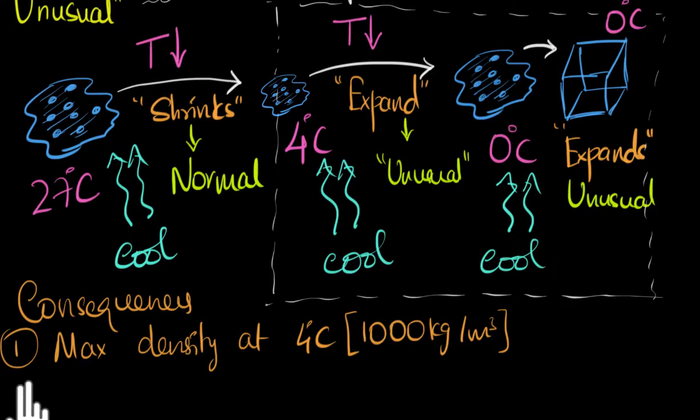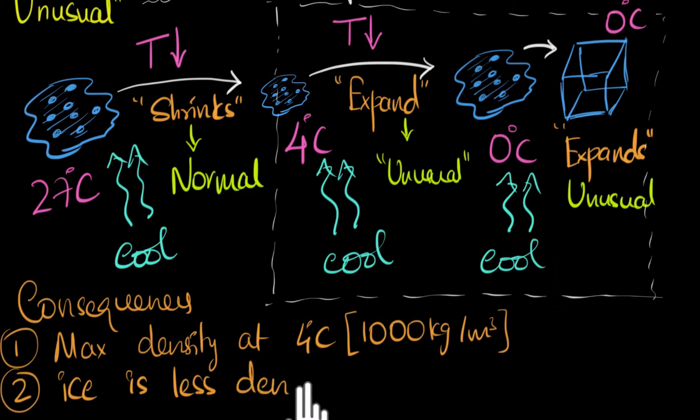Now, this may not seem like a big deal, but think of it this way. The unusual behavior continues even when water is crystallizing into ice. Even when ice is being formed, molecules are going farther away and the density is decreasing. Because of this, ice has lower density than water. Let's write that down. Ice is less dense than water.